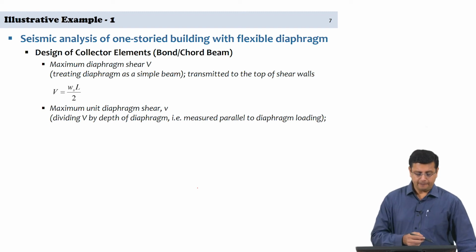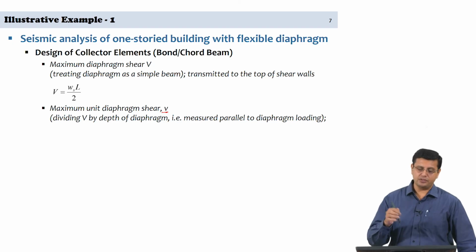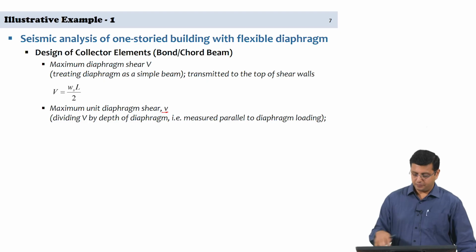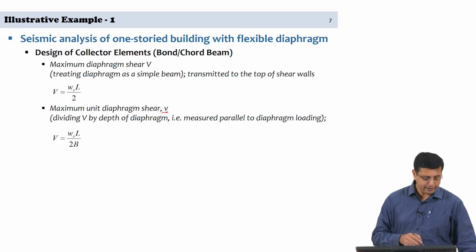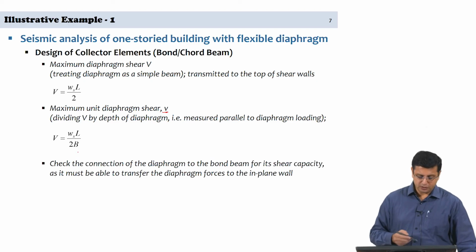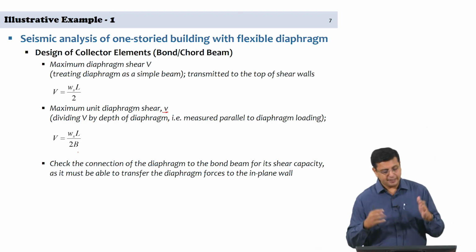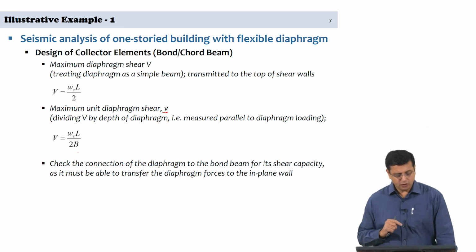Now, the maximum unit diaphragm shear, small v, is basically going to be equal to the shear force divided by the depth in the shorter direction, which is 12 meters parallel to the diaphragm loading direction. So, Ws into L divided by 2 into B is the unit diaphragm shear force that we are looking at coming on to the in plane walls, the east and the west walls.